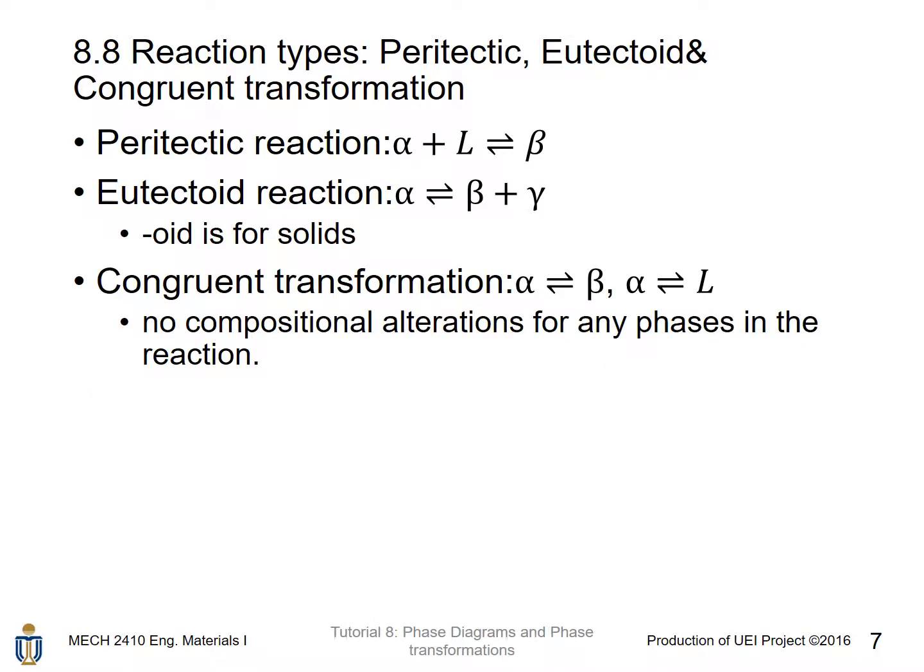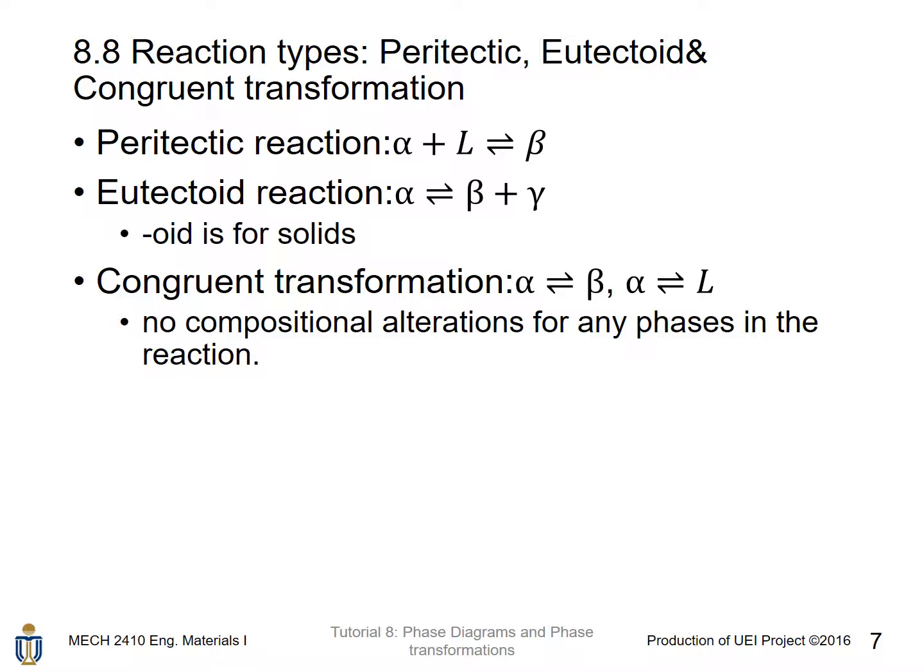Other reaction types: peritectic, eutectoid, and congruent transformation. For peritectic reaction, the alpha state, or one distinct solid state, plus one liquid state is changed to another distinct solid state. Eutectoid reaction is where one solid state is changed to two other distinct solid states.